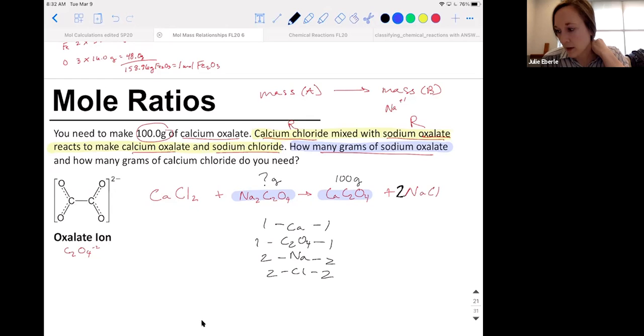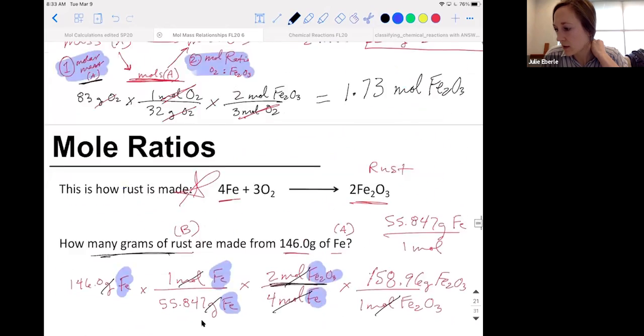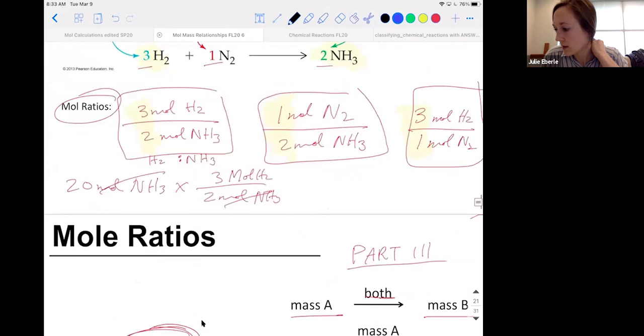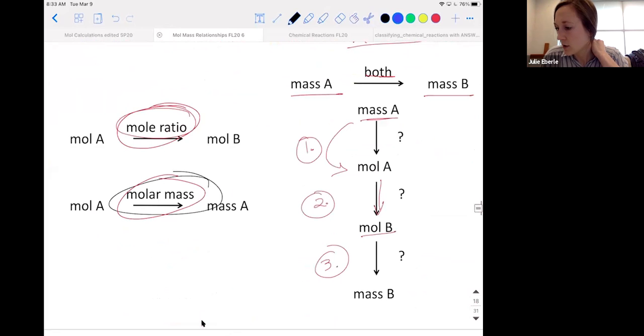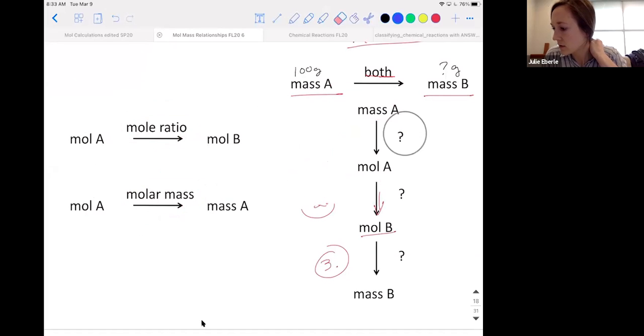Because we're starting with the number for calcium oxalate, you could call this substance A. So that's where we're starting, with the mass of substance A, calcium oxalate. Because we're looking for the sodium oxalate, we could call this substance B. So going back to the diagram, Bailey had a question about this. I'm sure many others do as well. Here it is right here. We're starting with 100 grams of the calcium oxalate. We're looking for the grams of the sodium oxalate. So let me erase all my scribbles.